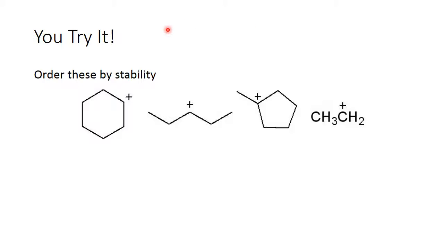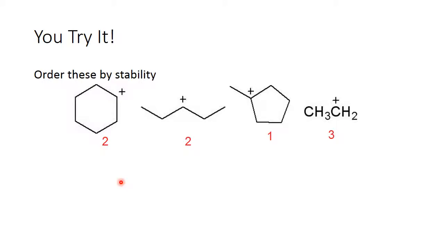Go ahead and try this problem. Order these carbocations by stability, remembering what you consider, and then order them. If I look at these, you can see that we can recognize this is primary, this is tertiary, this is secondary, and this is secondary. So because of that, this one will be most stable and is given a rating of 1. These two have about the same stability, and so they're 2, and then this one is primary, so it's the least stable of them all.